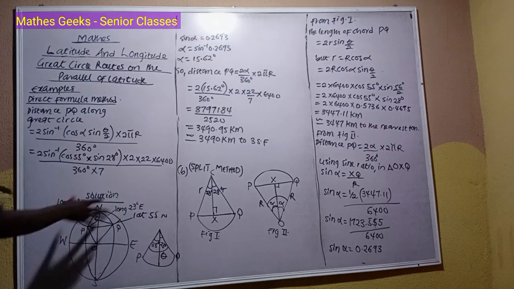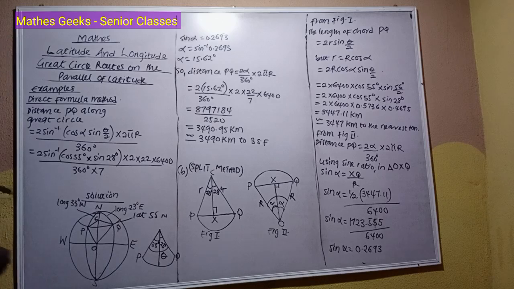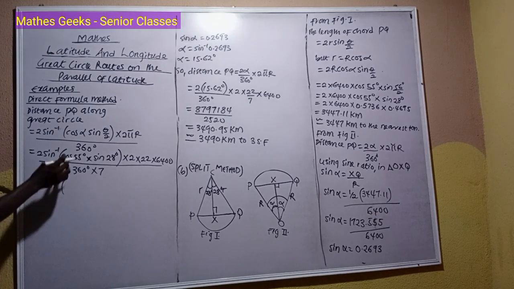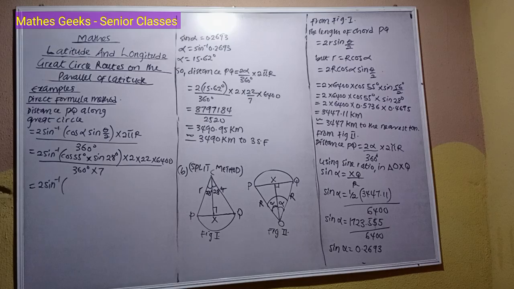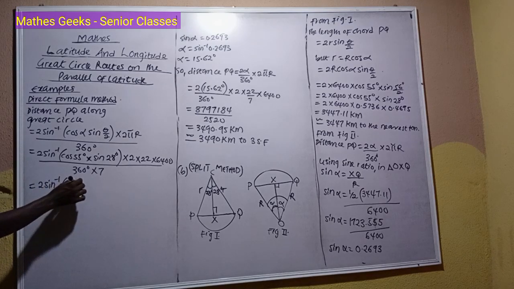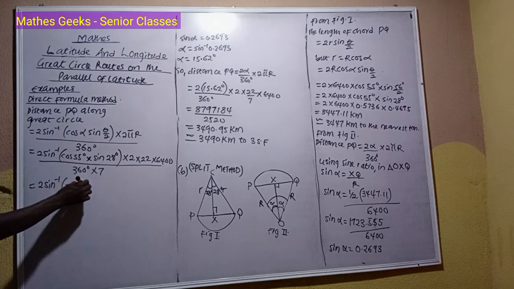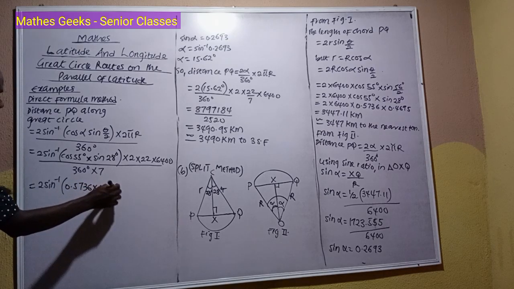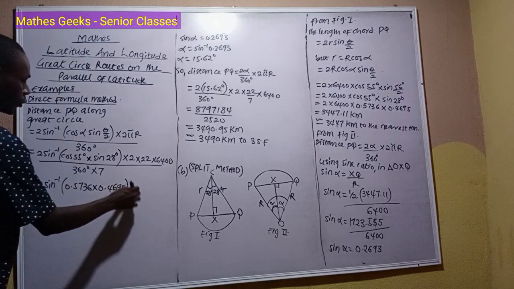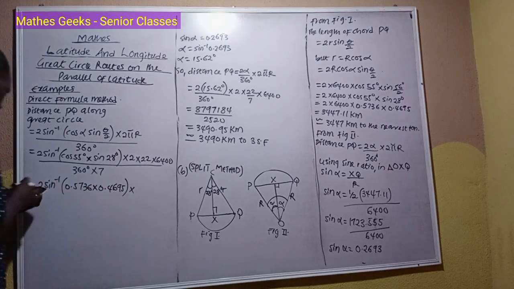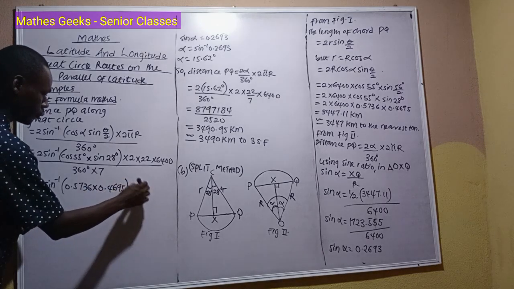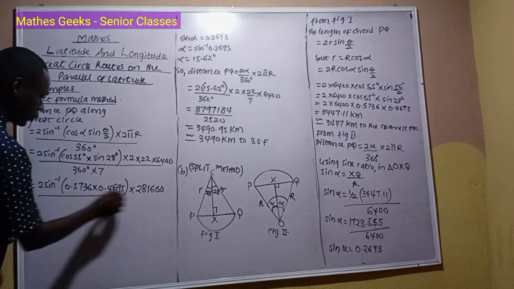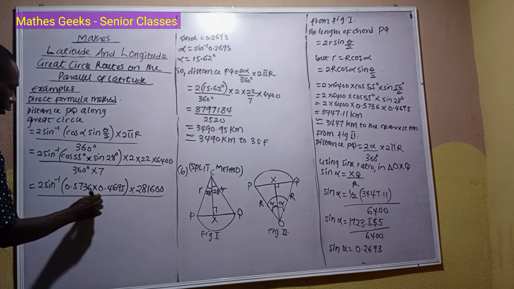We don't need this information anymore, so let me wipe it out. 2 arc sine cos 55 degrees is 0.5736, times sine 28, which is 0.4695, times 2 times 22 times 6,400, which is 281,600, over 360 times 7, which gives us 2520.